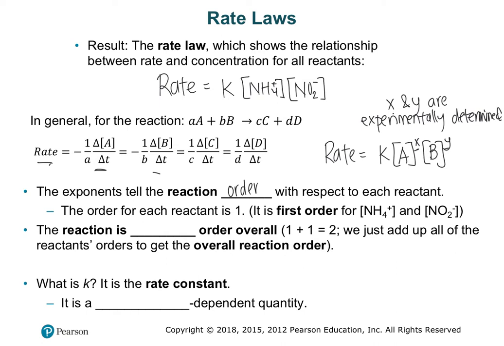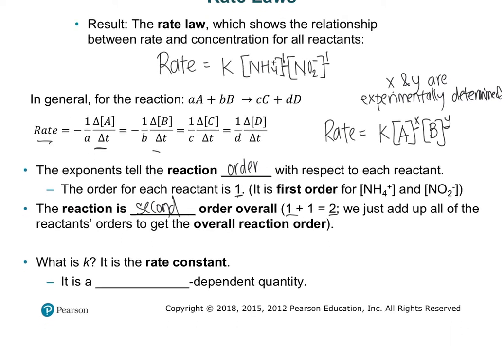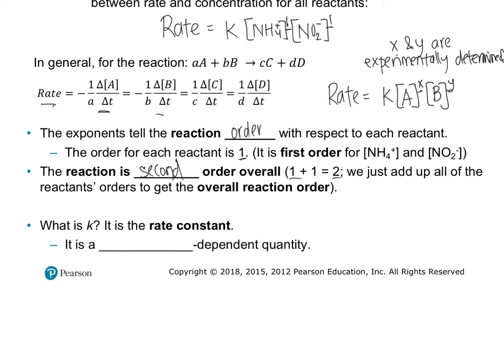Okay, so the order for each reactant in this case is 1, because we have a 1 on each of these. And the reaction is second order overall, because if I add up each of those, I get a 2. So the total exponents add up to 2 for the overall reaction order, and the K value is our rate constant. It is temperature dependent.